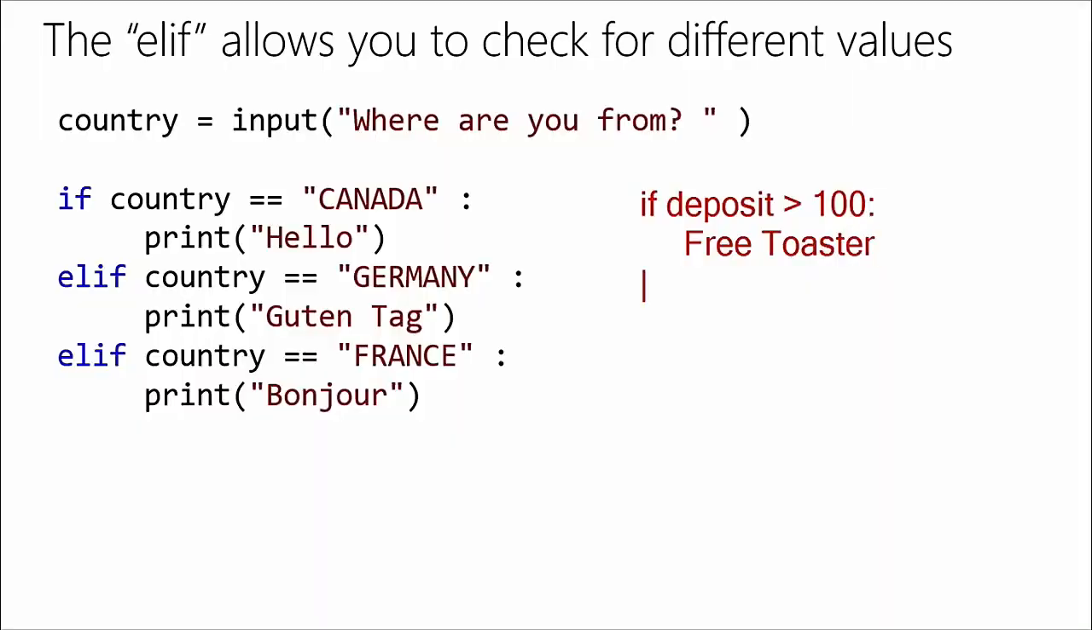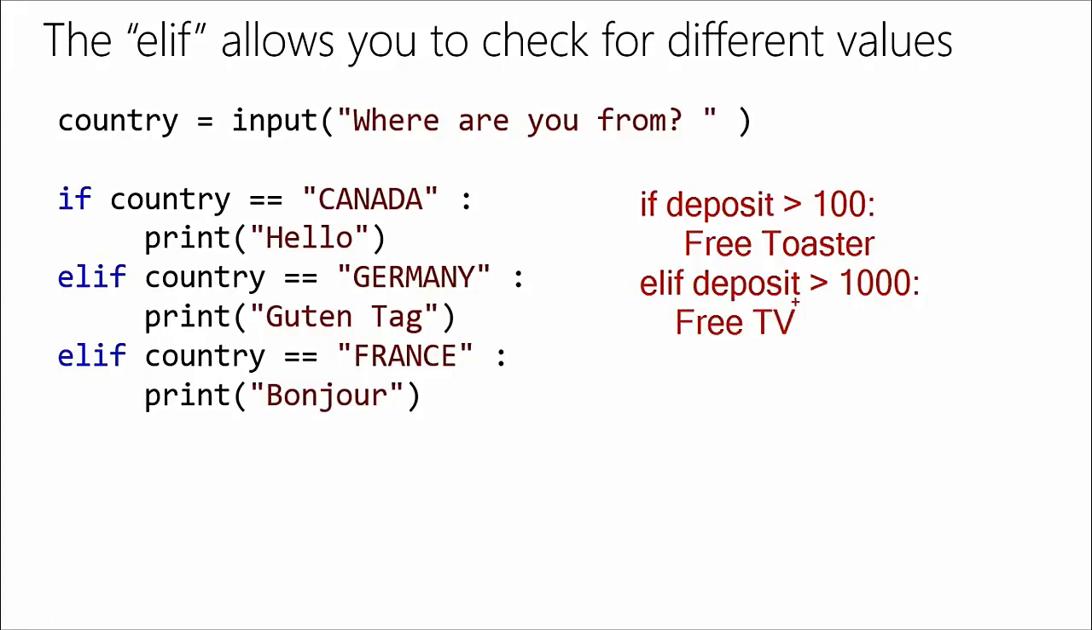Exactly. I'm sketching this out real quick. Free toaster, elif deposit greater than 1,000, and I know I'm spacing over. That's a Zoom It thing. Zoom It won't let me do tabs, but in any event, and then free TV.